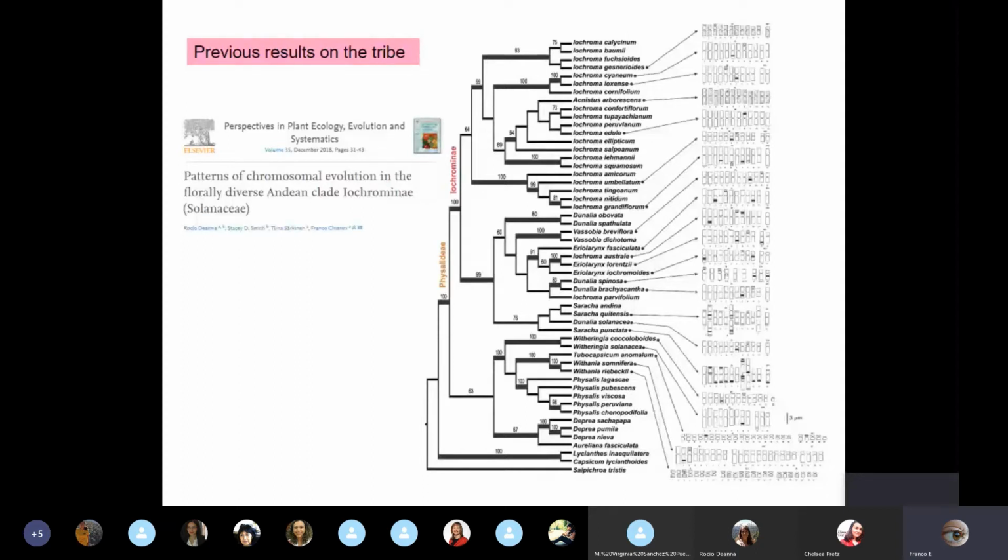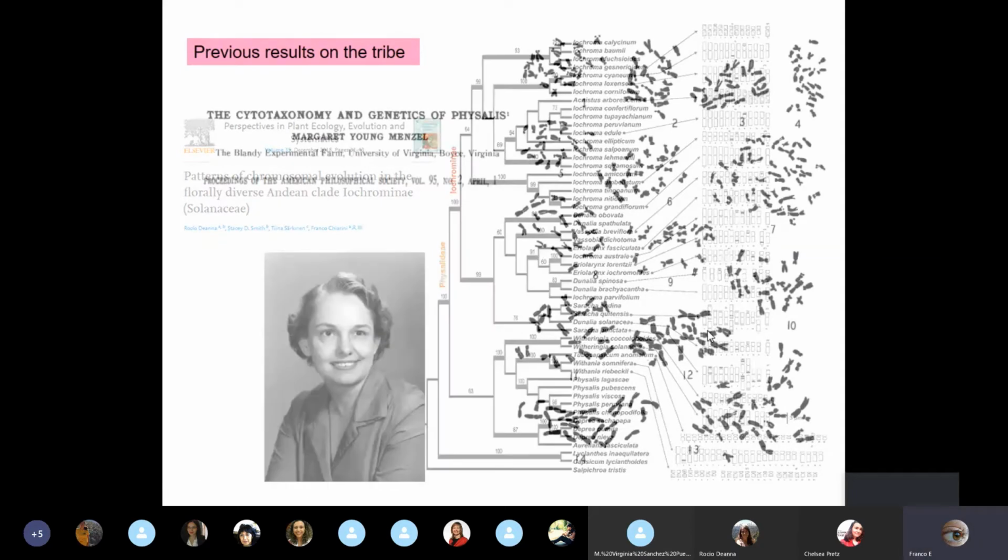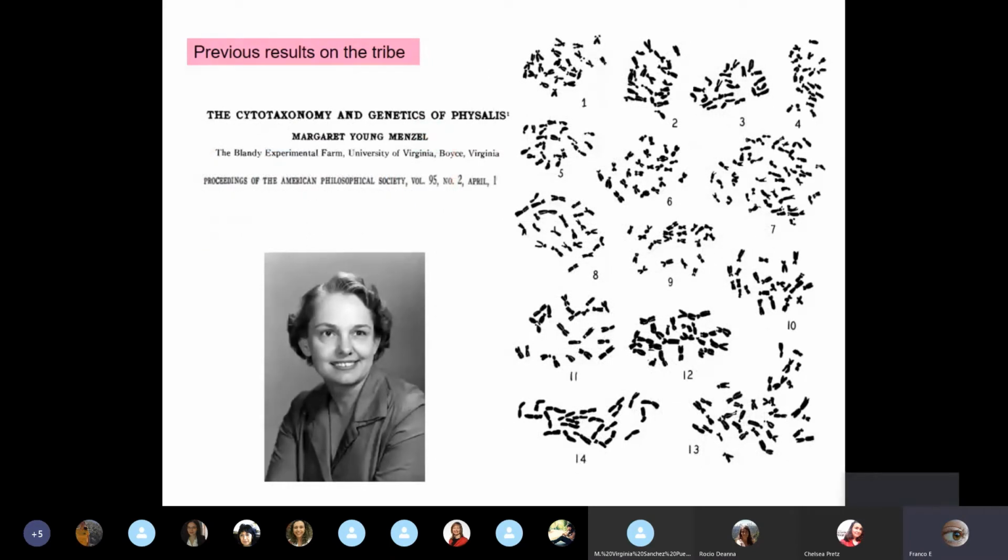This is the background. We started first studying the Iochrominae subtribe, and we found that chromosomes in the Iochrominae are very homogeneous with symmetrical karyotypes. But we know from previous work, these are the pioneer works of Margaret Menzel in the 1950s, and these are drawings with camera lucida, and here we can see that chromosomes are not so symmetrical. So we wanted to compare Iochrominae to the rest of the tribe.